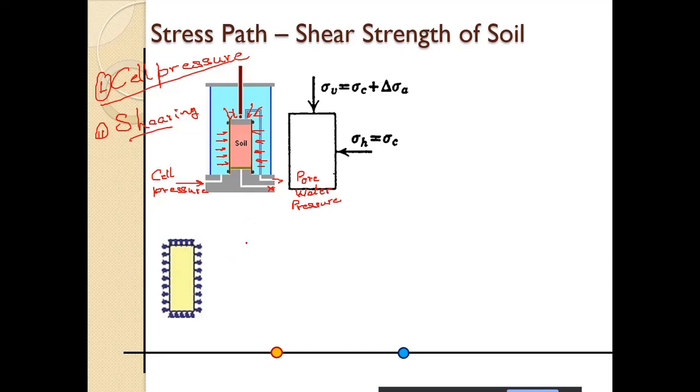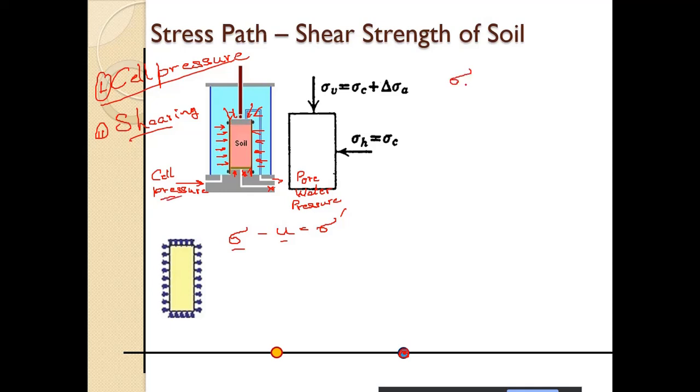So if you remember, we have the total stress, and we have the pore water pressure. Total stress minus pore water pressure, we get the effective stress. So we have this total stress point. Now here you will see at the starting point when we are applying cell pressure, at all points everywhere around the soil we have only the cell pressure.